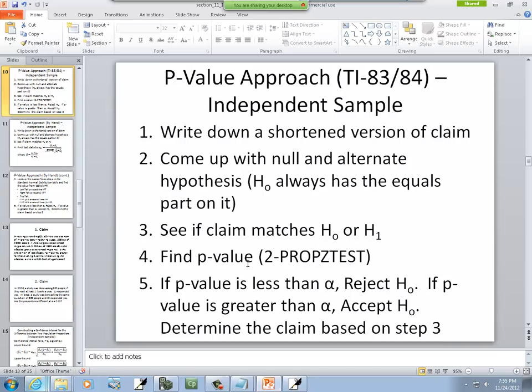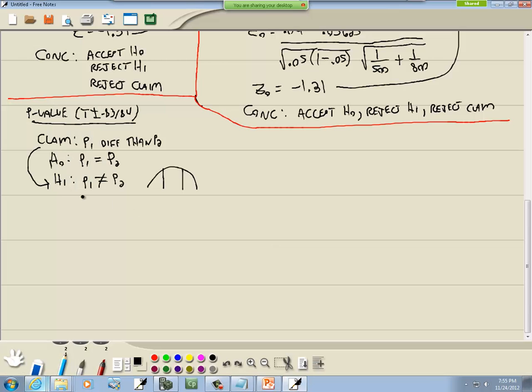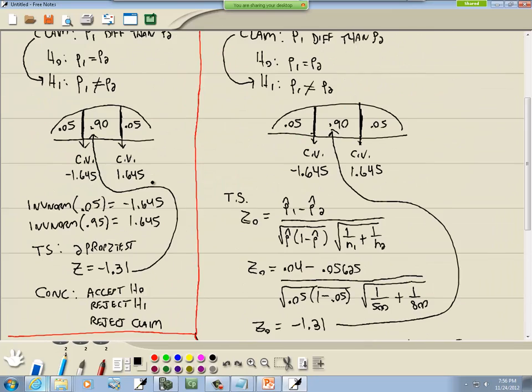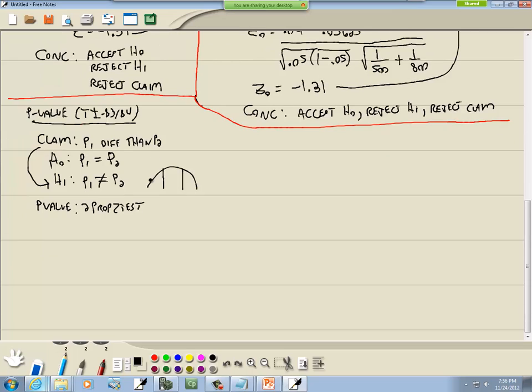See if your claim matches. Find a p-value. It says 2 prop z-test. So we're going to find the p-value using 2 prop z-test. And I think alpha, what was alpha? 10%. Alpha's 10%. Let's write that down.